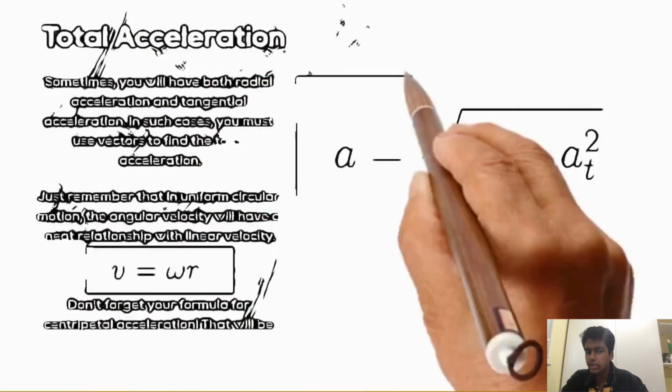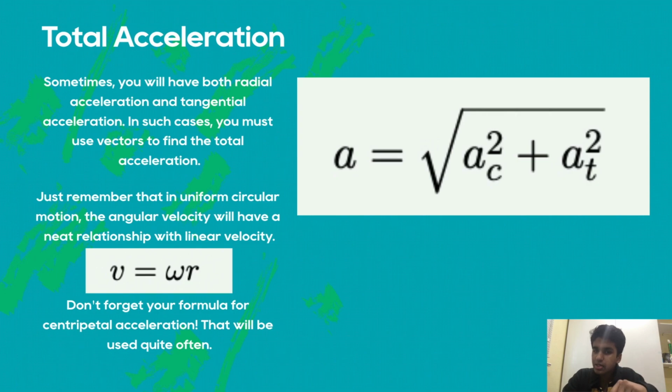Now, total acceleration is basically when you have both radial and tangential acceleration. This is different from uniform circular motion, because in uniform circular motion we have only centripetal acceleration towards the center, and the velocity is constant, so there is no tangential acceleration. But sometimes there is, and in that case, the formula for acceleration is the square root of the centripetal acceleration squared plus the tangential acceleration squared. And this is very important because this means that if there is a tangential acceleration, then the centripetal acceleration does not point towards the center. It's going to be pointing a little off from the center.